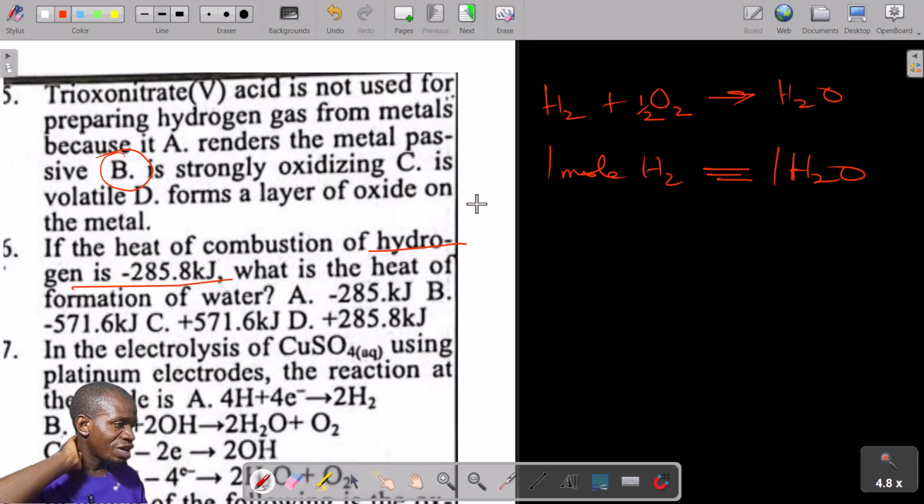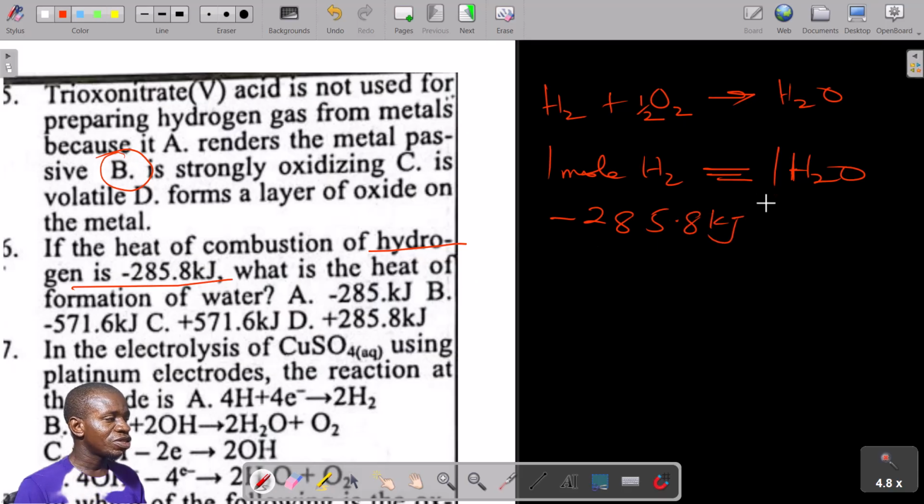the heat of hydrogen is how many now? Minus 285.8 kilojoules. Okay, what is the heat of formation? So what is the heat of this water? The heat of this water is X. So you cross multiply, X is going to be minus 285.8 kilojoules. Why? Because if you multiply this with this, it's going to give you the same answer. So the correct option here is option A.